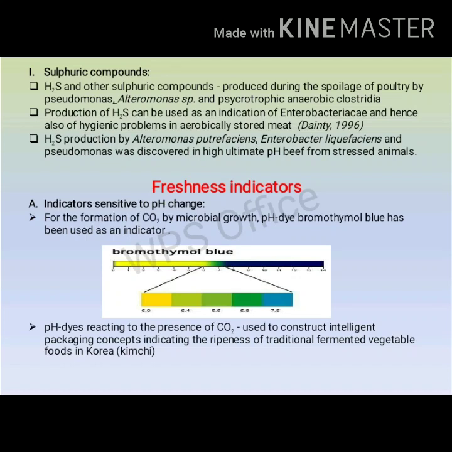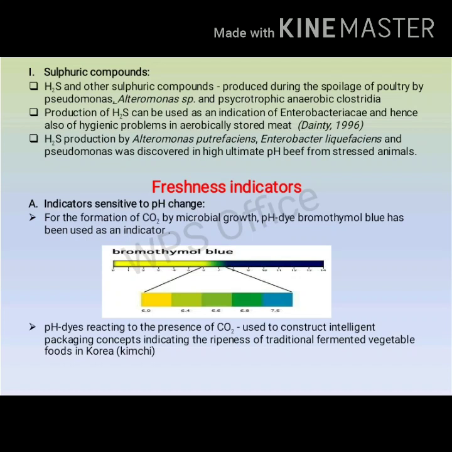First, indicators sensitive to pH. This is based on the use of pH dye, which changes color in the presence of volatile compounds produced during spoilage. The use of the pH dye bromothymol blue as an indicator for the formation of carbon dioxide by microbial growth has been suggested in many studies. An increase in carbon dioxide can be used to determine microbial contamination in certain types of products.